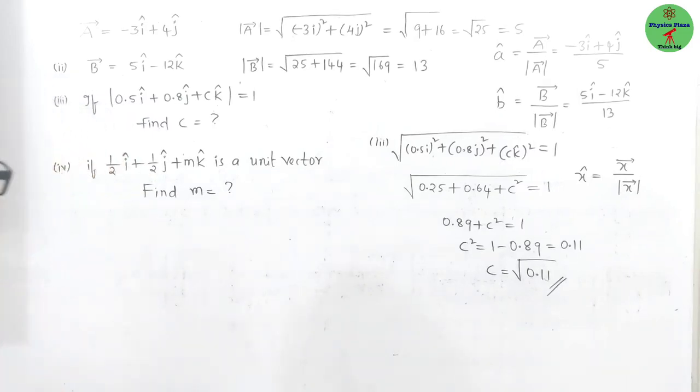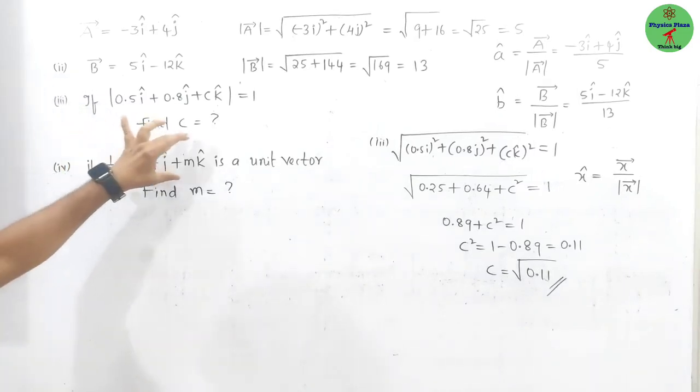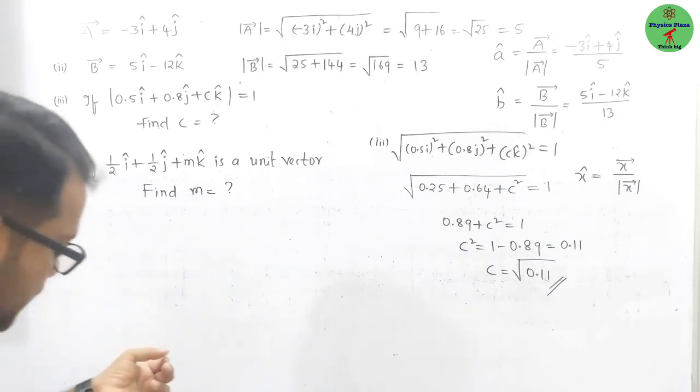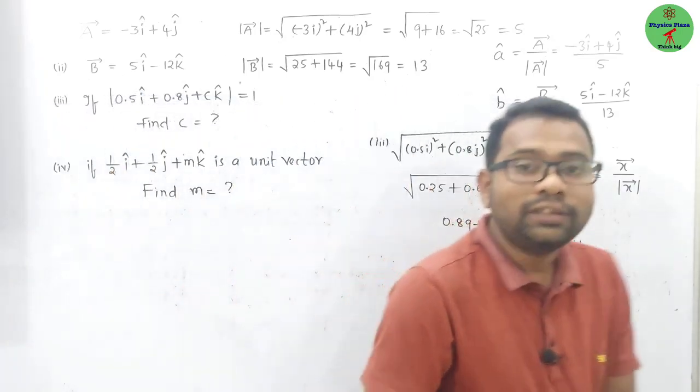Okay, fine. So next one also, children: if 1 by 2 i cap plus 1 by 2 j cap plus m k cap is a unit vector, then find the m value. Find the m value, children.